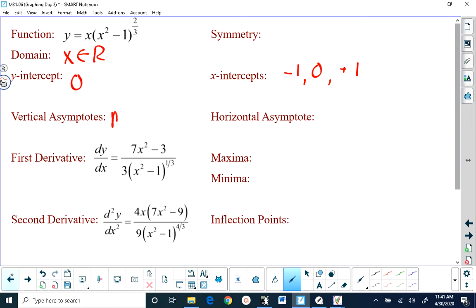There are no asymptotes of any kind, very similar to the example we looked at on Wednesday. Asymptotes are only possible if you have a rational function, which means you need a denominator that's a function of x, and there is no denominator here.